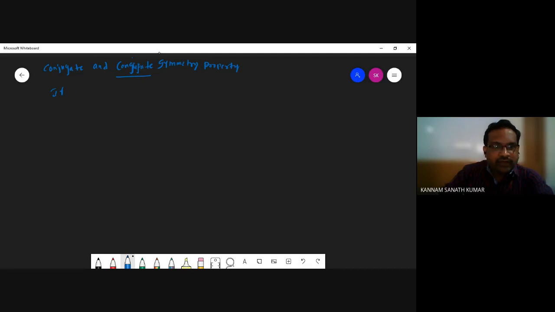if x1 of t has the Laplace transform x1 of s, then x star of t, the conjugate, has the Laplace transform X star of s star. So if you apply the Laplace transform to x star of t, you will get X star of s star. You need to prove this.